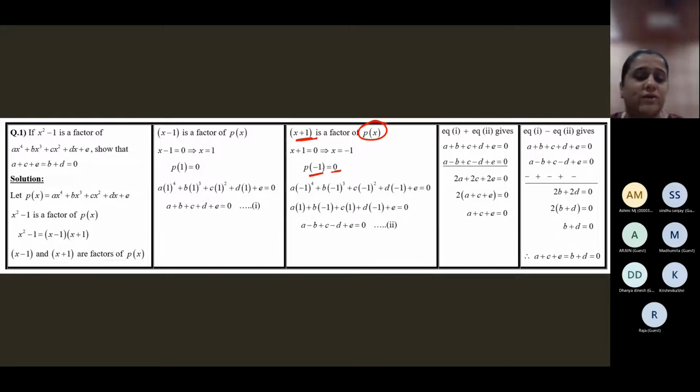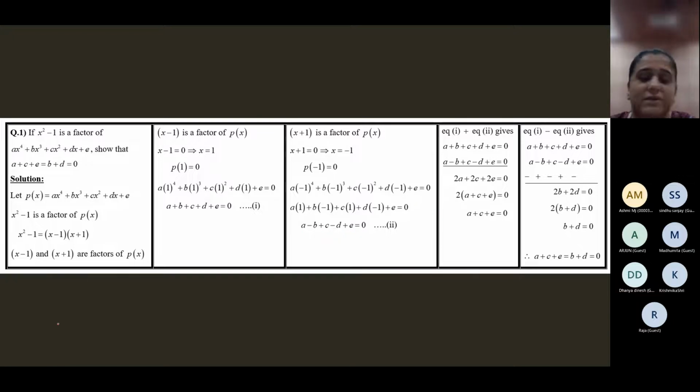So how do you work p of minus 1? In p of x, wherever there is x, use minus 1. So p of minus 1 is this one, is equal to 0. Now be very careful while evaluating this. Minus 1 to the power 4 is positive 1. But minus 1 to the power 3 is minus 1. You know this. You can see I've shown that step here, so you can help yourself. So we get another equation like this: a minus b plus c minus d plus e is equal to 0.